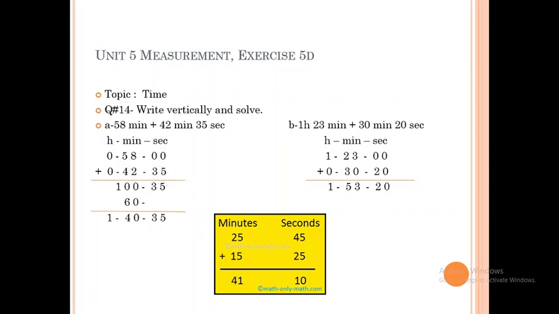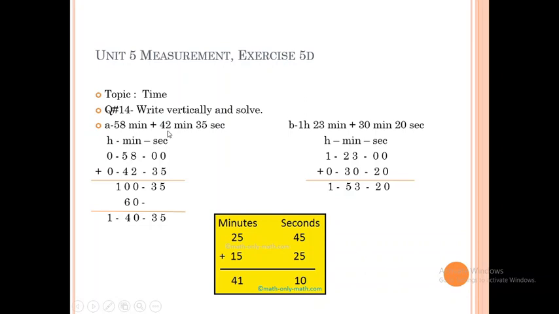When we were solving the sums, addition and subtraction of units of length and measurement and weight and volume, in the same way we will make columns of these units of time: hours, minutes and seconds. The smallest one, second, is on the right hand side, next to second on the left hand side is minute, and next to minute on the left hand side is hour. Then we will write the given quantities under these columns. 58 minutes means no hour, no second, only 58 minutes are given.